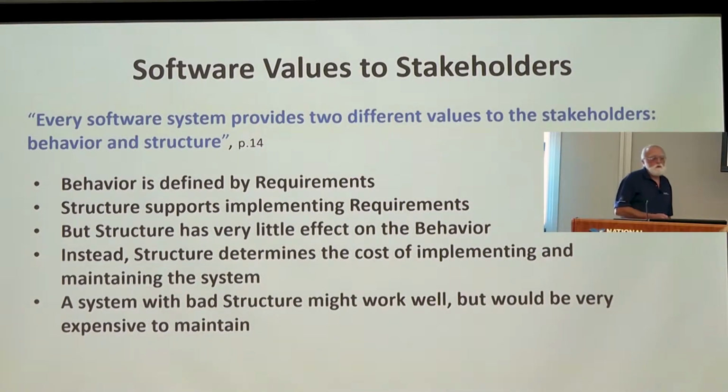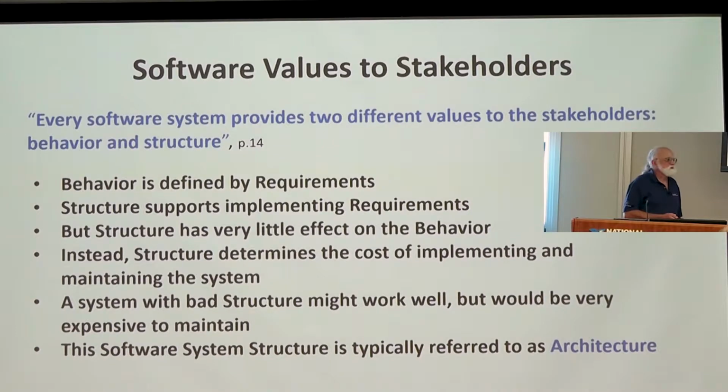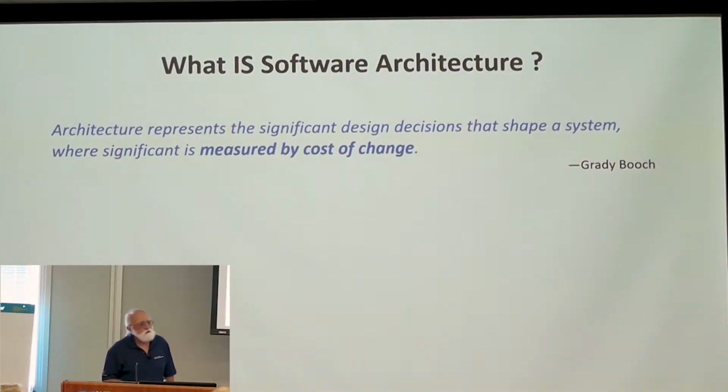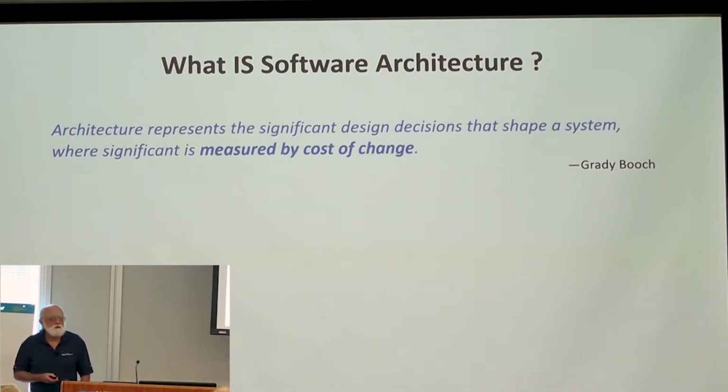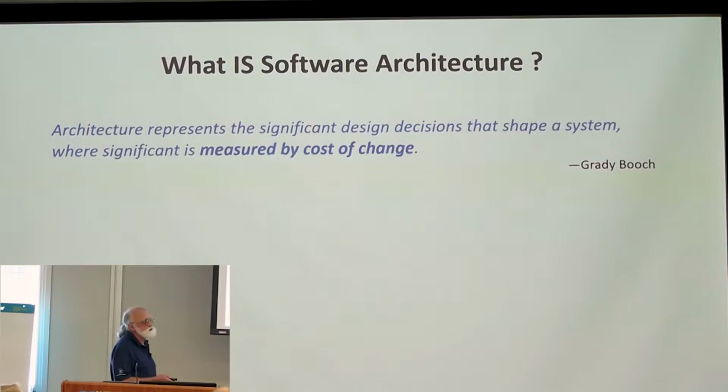And the system with a bad structure, as we saw in the prior example, can work really nicely and be a market leader, but it will be very hard and expensive to maintain. And this software structure is often called architecture. This is our main responsibility as architects. I tried to find a good definition of what a software architecture is, and the closest one was by Grady Booch, the guy behind UML.